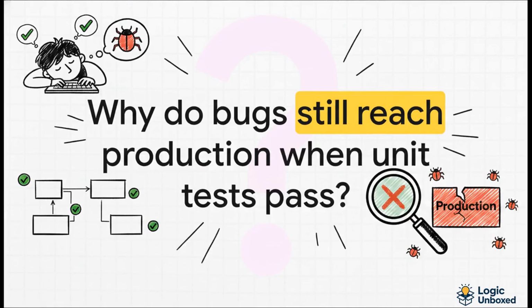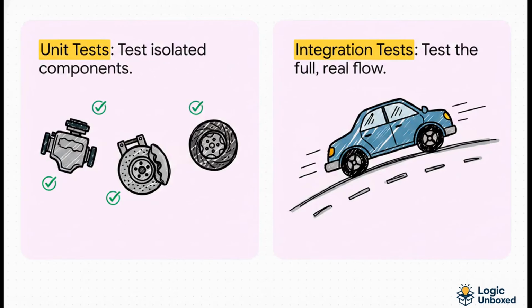So let me ask you something, and I bet you've been here before. You've done everything right. Your unit tests are all green, the coverage looks amazing, and yet somehow a bug, a really nasty one, slips through to production. How does that even happen? It's super frustrating, and it happens all the time. Well, the answer really comes down to this simple idea: the difference between testing the parts and testing the whole.